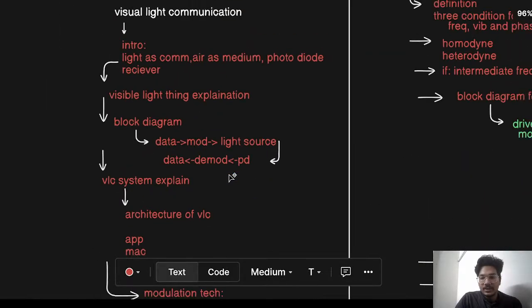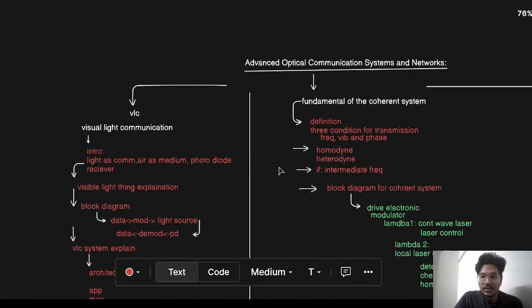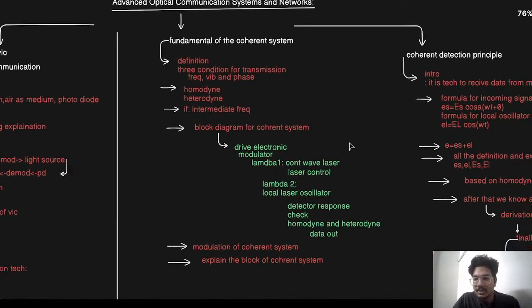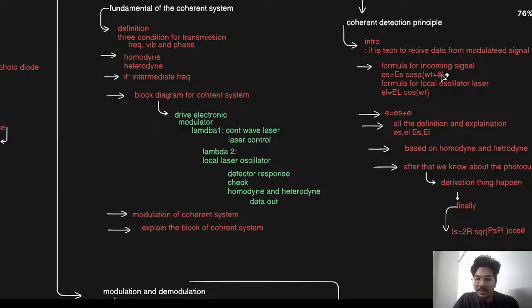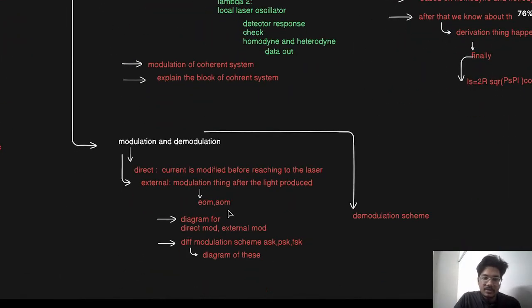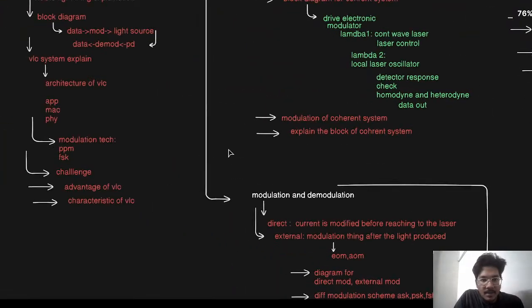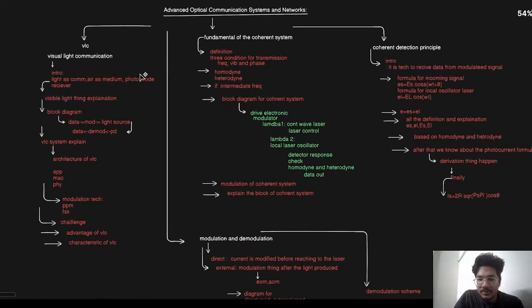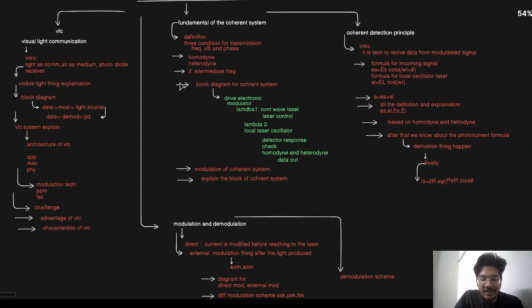So in advanced optical communication systems, you have to understand the fundamentals of coherent systems. Then after coherent detection and its application, we move to the modulation and demodulation schemes, direct and external, and then VLC, visible light communication. During revision, we should try to cover the maximum portion, the maximum definitions and derivations. So this is the flowchart.